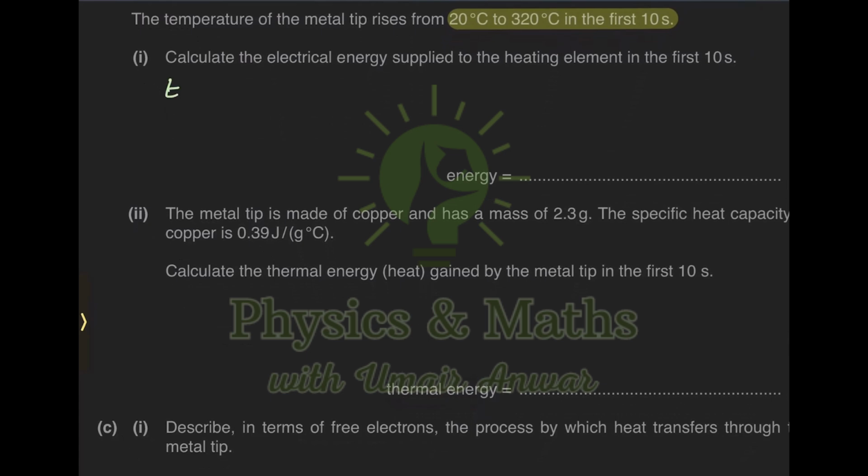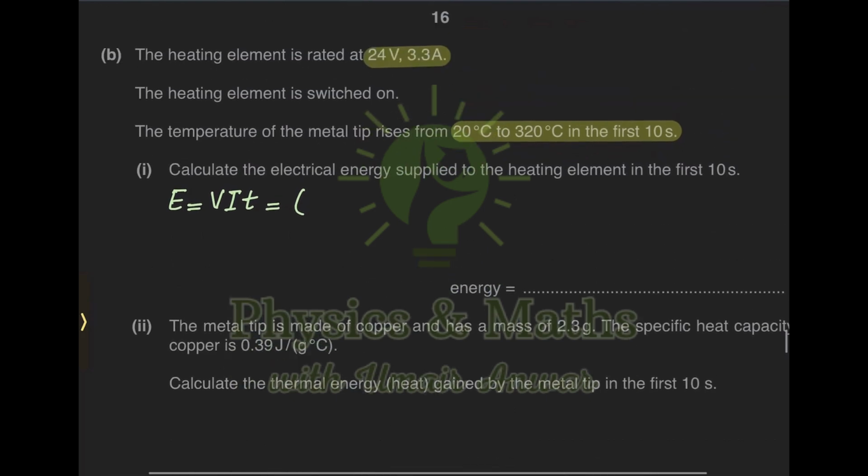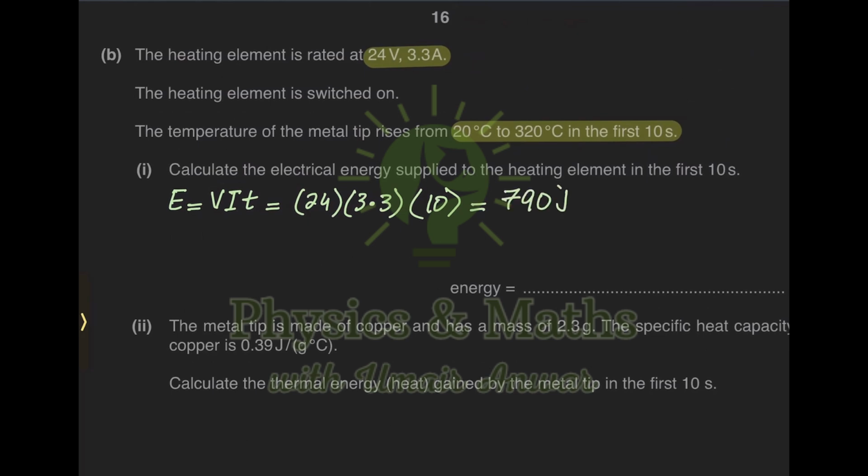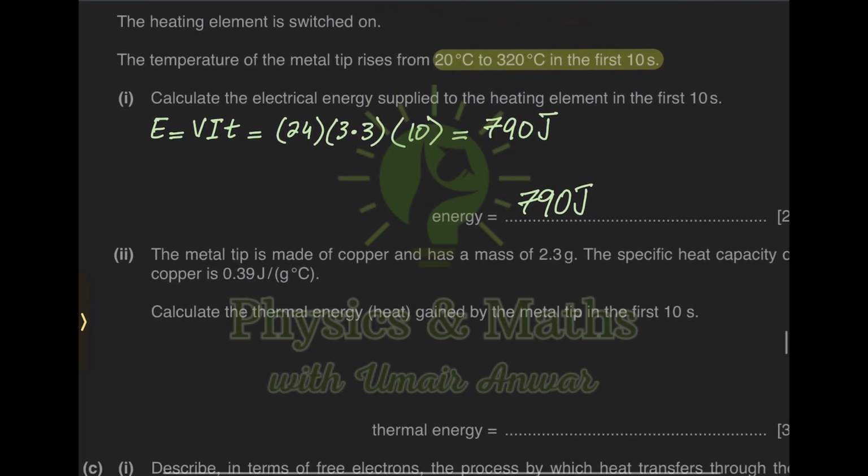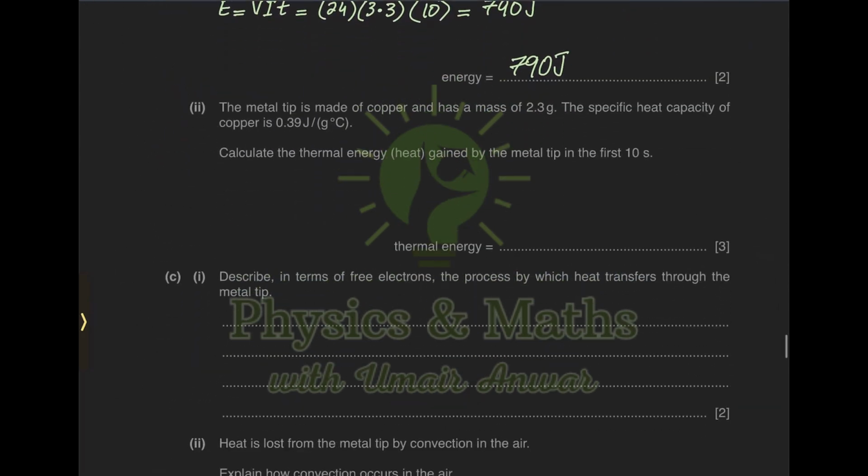The electrical energy is calculated by the formula E = VIt. The voltage across the heating element is 24. The current flowing through is 3.3 and the time is 10 seconds. The answer in two significant figures is going to be 790 joules here. So this much electrical energy is supplied to the heating element in the first 10 seconds.